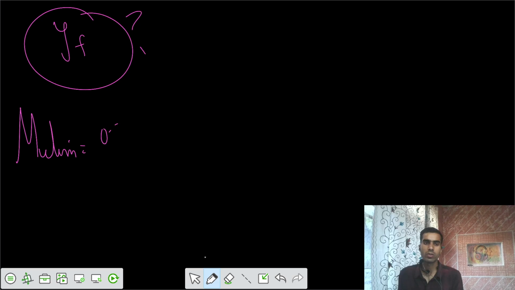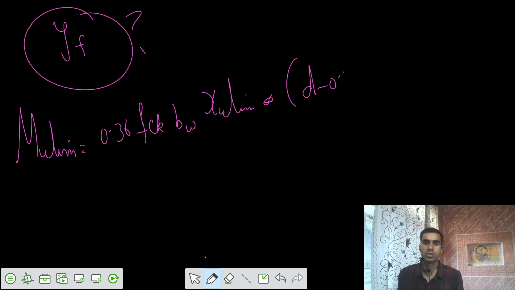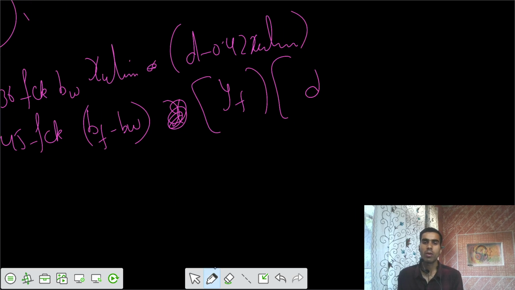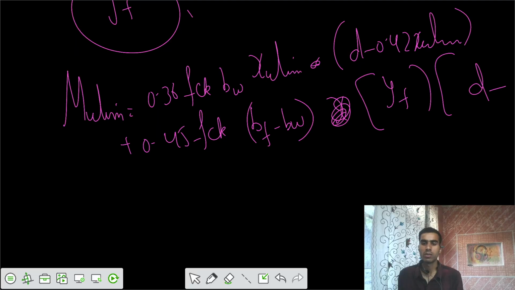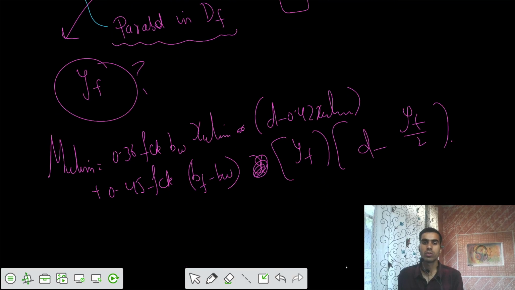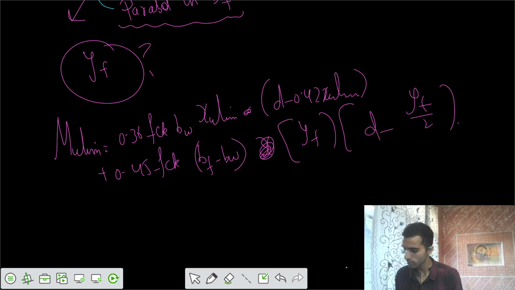That value is equal to 0.36 FCK BW XU limiting, with lever arm of D minus 0.42 XU limiting, plus 0.45 FCK (BF minus BW) times the value of YF, with lever arm of D minus YF by 2. So that is the direct calculation for the limiting moment of resistance for that particular kind of problem, if dF by D is greater than 0.2.